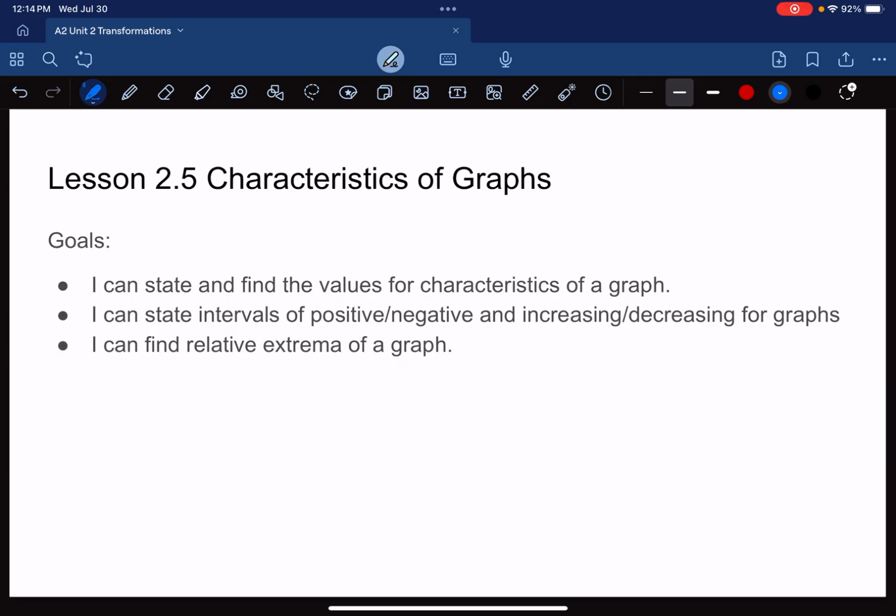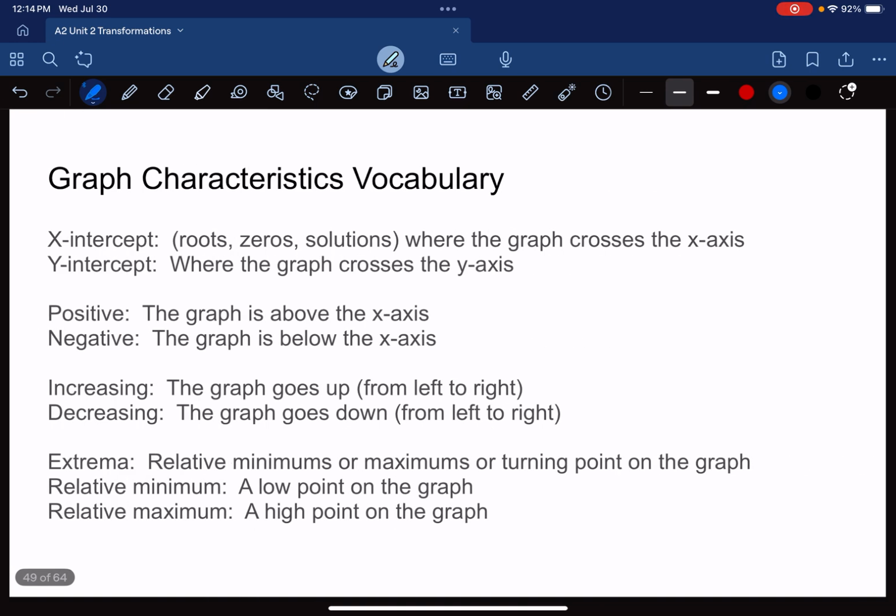So maybe there's some new vocabulary in there that you don't understand, like extrema. We'll talk about that. So here's kind of the vocabulary slide. It lets you know everything that you need to understand, and that's x-intercepts, which I think you understand already. But they're also referred to as roots, especially when we start talking about polynomials and solutions to polynomials. They're called roots, they're called zeros, they're called solutions, and so it's simply where the graph crosses the x-axis, right?